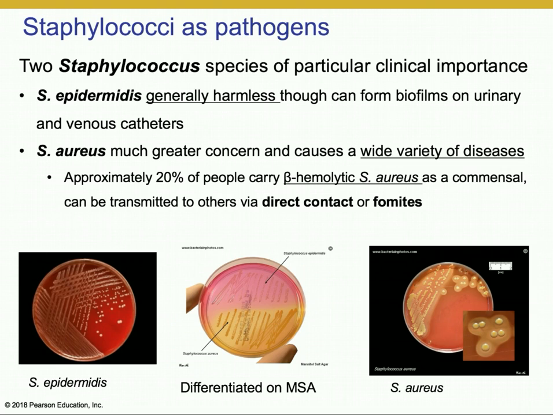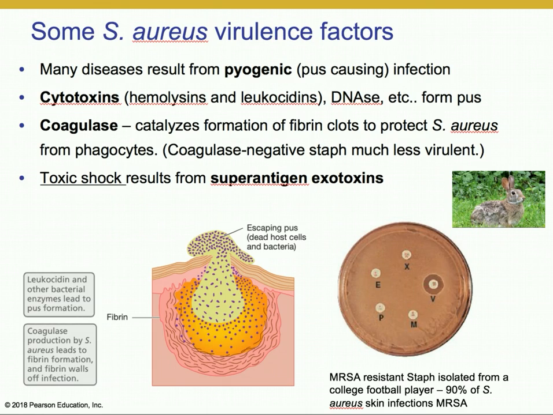So let's review again the types of virulence factors which allow Staph aureus to be invasive. It very often causes infections involving production of pus in superficial skin infections. And the pus is really the accumulation of the contents of lysed host cells. Cytotoxins produced by Staph aureus that lyse red blood cells, hemolysins, and white blood cells, leukocidins, are involved, as well as other enzymes such as DNase.